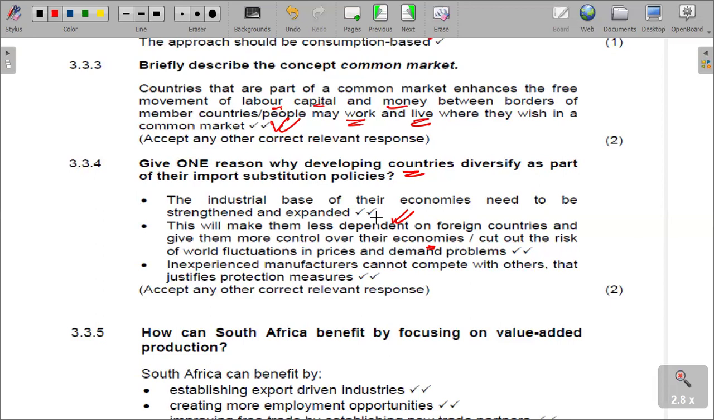Inexperienced manufacturers cannot compete with others. That justifies protection measures. Developing countries can also diversify as part of import substitution in order to safeguard inexperienced manufacturers from third world countries, who are unable to compete with the giants, as we have seen above. That is just to reduce competition from them.